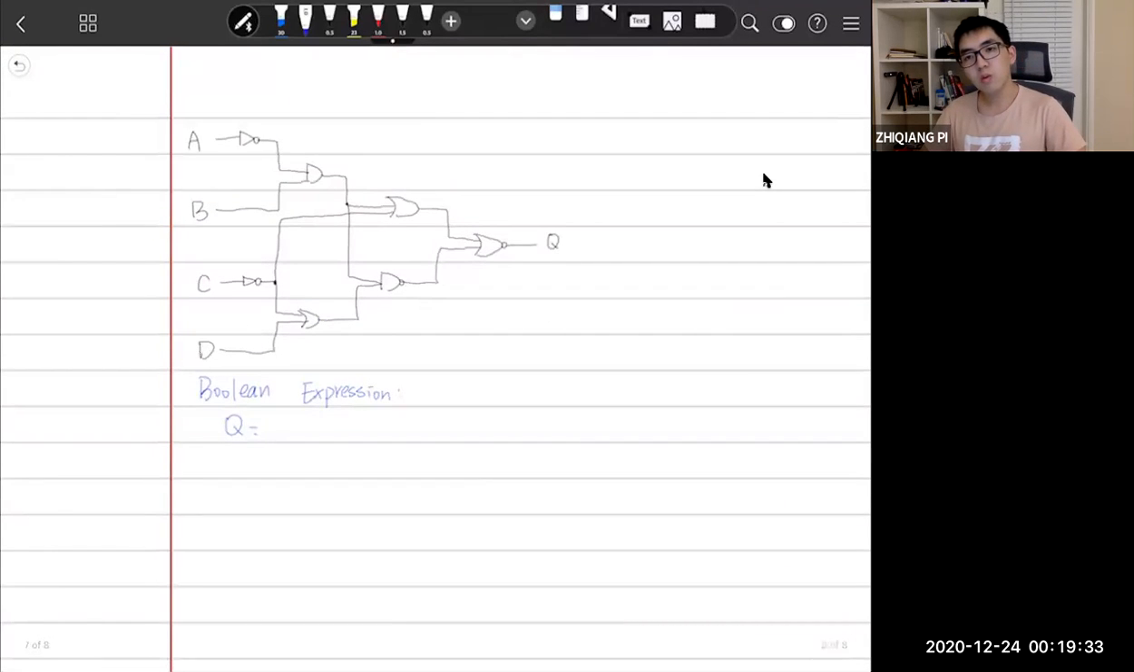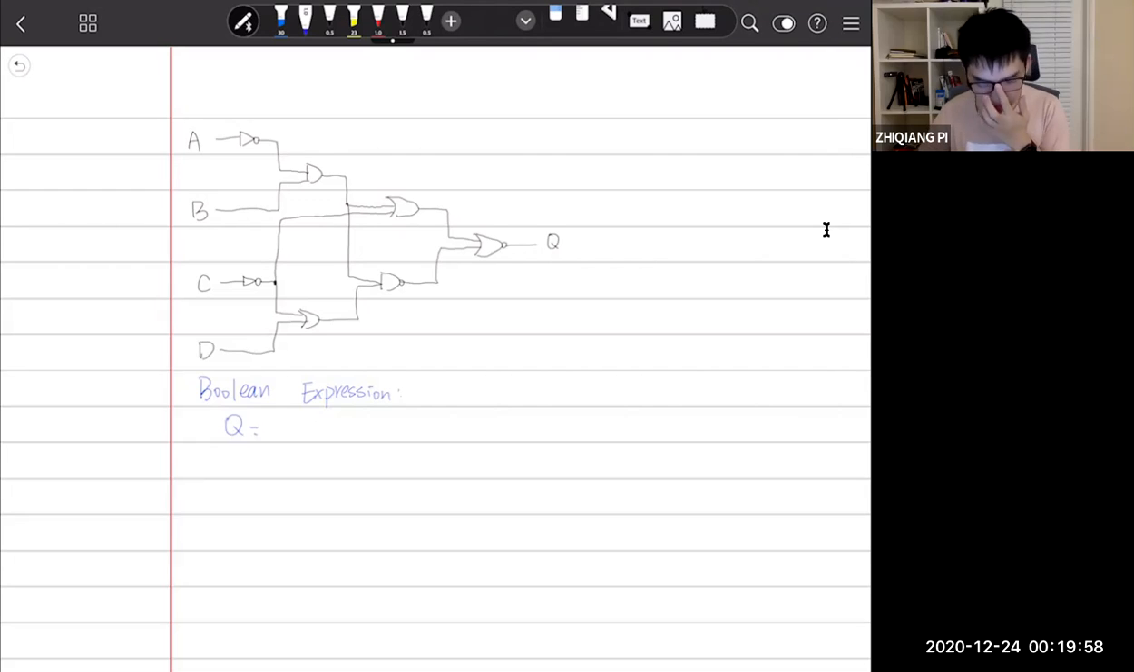Right now, I want you to pause the video and try coming up with the Boolean expression for this logical circuit. It's a lot more complex than what we are used to seeing, and I recommend you take your time with this problem and come back whenever you're ready for the answer.